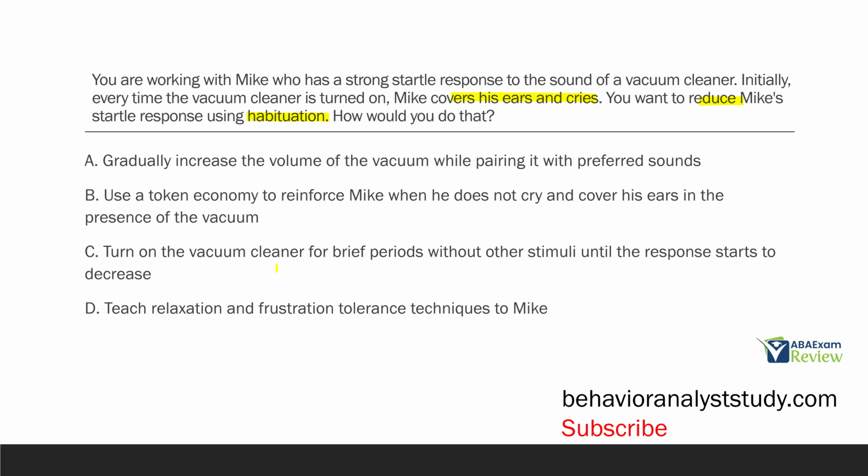C, turn on the vacuum cleaner for brief periods without other stimuli until the response starts to decrease. Good. C is the closest to habituation. We want to expose Mike to that vacuum cleaner stimuli. That is what is eliciting this startle response. So we want to expose Mike strictly to that vacuum stimuli. C is better than A. It's a good example of habituation.